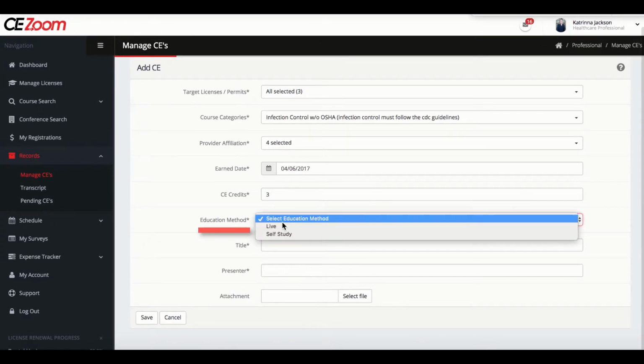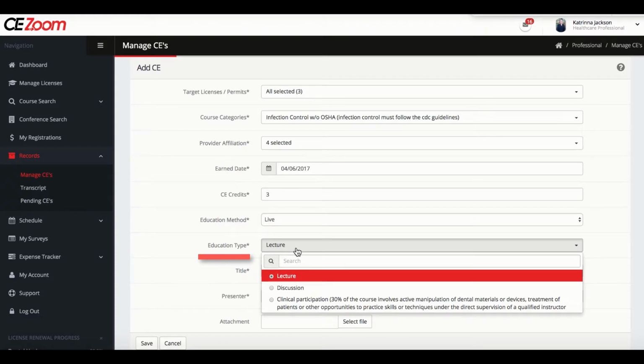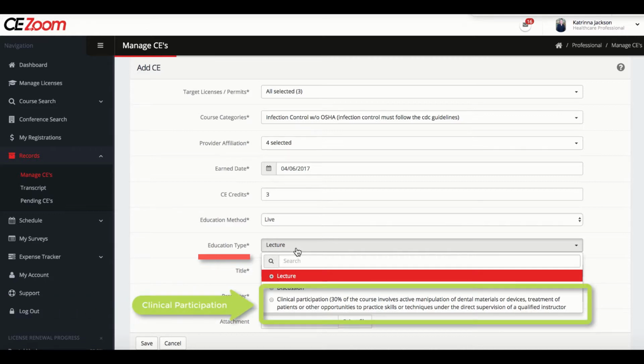Educational method, you have 2 options, live or self-study. Educational type, if you choose live as your educational method above, you'll have 3 choices: lecture, discussion, or clinical participation. Please note, in order to choose clinical participation, 30% or more of your course's instructional hours has to involve active manipulation of dental materials or devices, treatment of patient, or other opportunities to practice skills or techniques under the direct supervision of a qualified instructor.